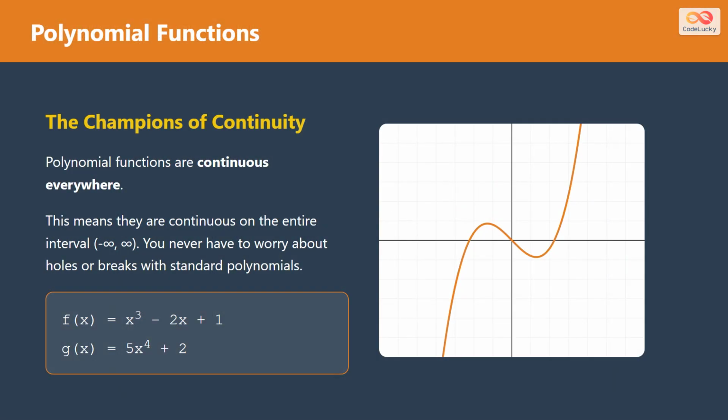Polynomial functions are the easiest examples to work with because they are continuous everywhere. Whether you look at a small interval or the entire number line from negative infinity to positive infinity, polynomials never have breaks or holes.